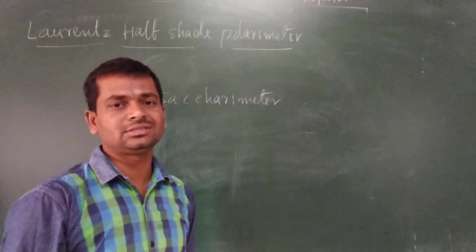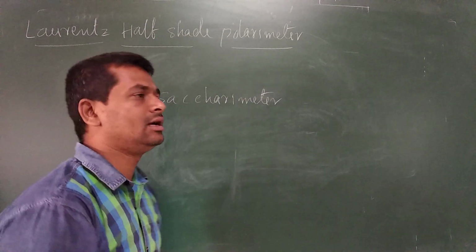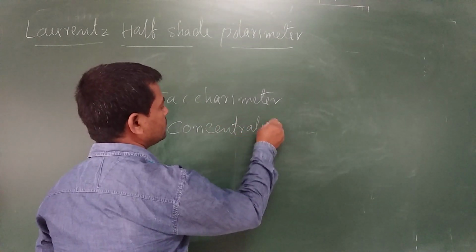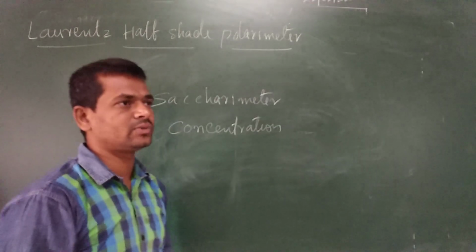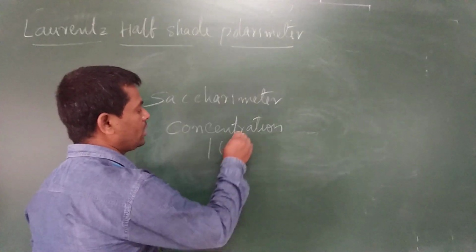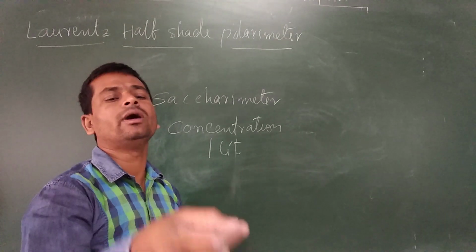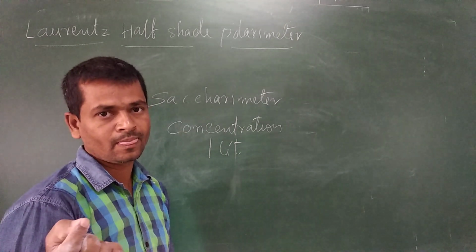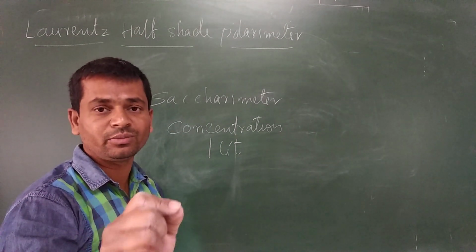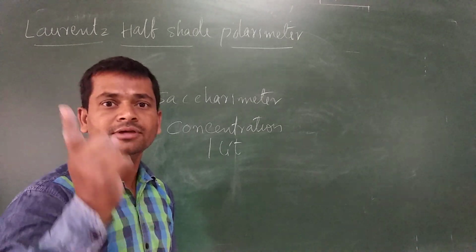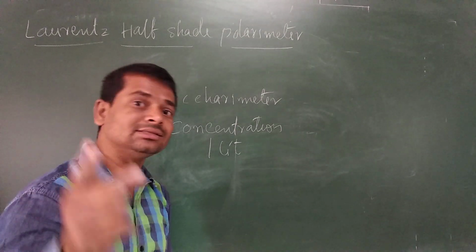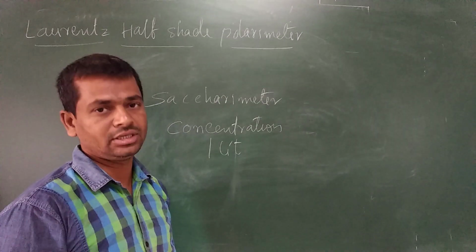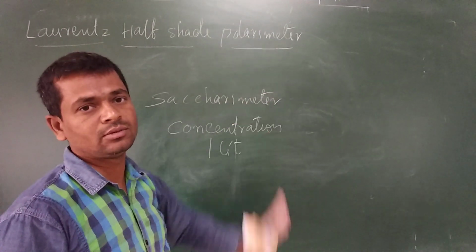So these polarimeter devices are used to calculate concentration. Concentration means what? Suppose you have taken 1 liter of water and I have added 2 or 3 spoons of salt or sugar. 2 or 3 spoons means we don't know how many grams. If you have to calculate those values in terms of grams, we should use saccharimeters or polarimeters. So this is the importance of this polarimeter.